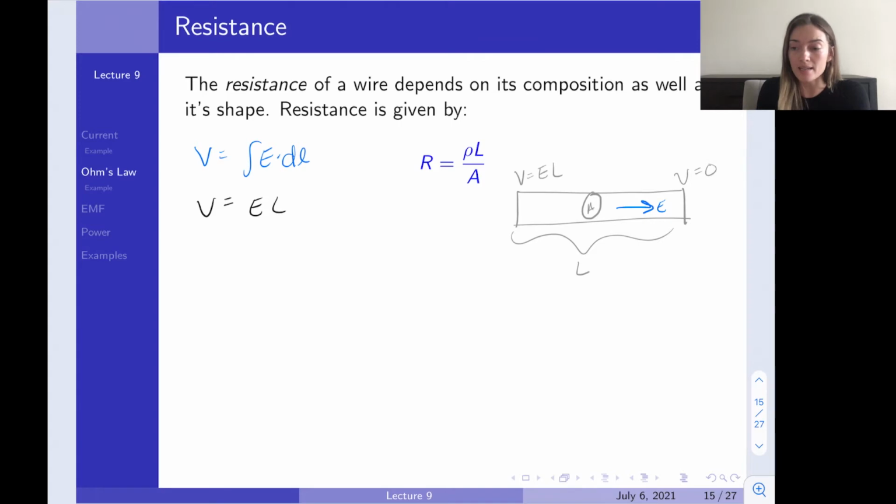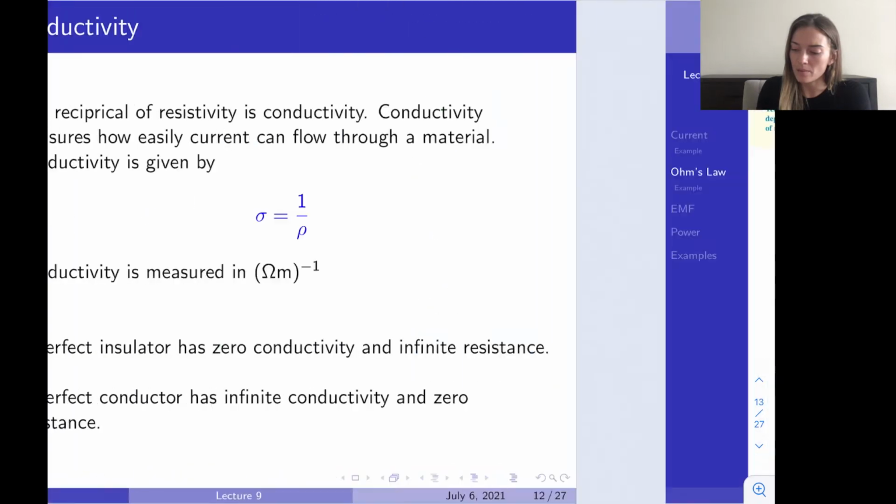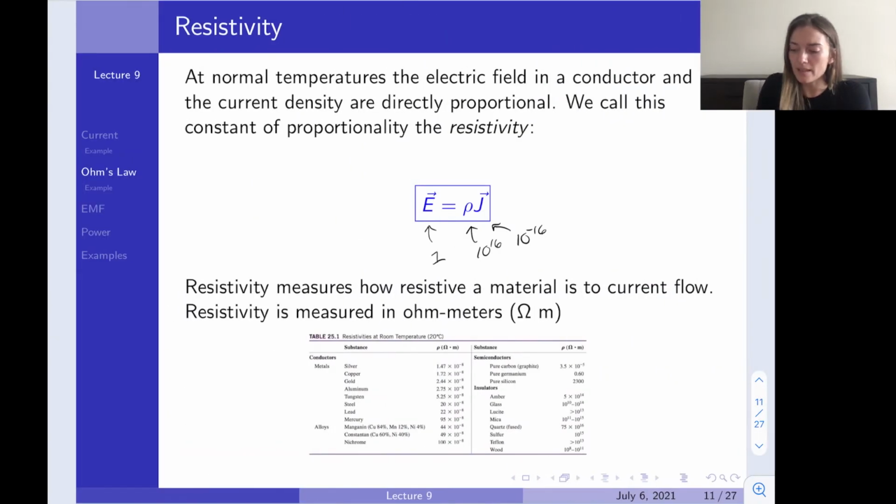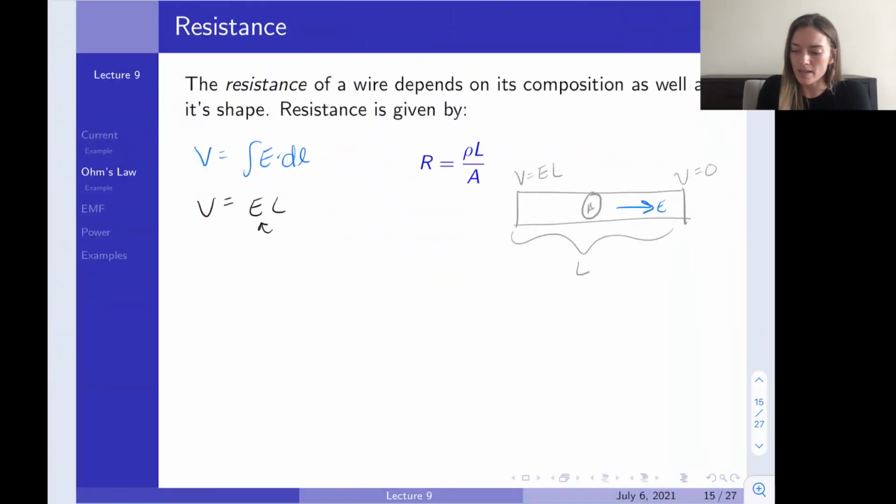Now, can I rewrite E in terms of the current? Yes, I can, because I know from our previous slide that the electric field is just the resistivity times the current density. So let's rewrite E as rho times the current density, but I can also rewrite the current density in terms of the current because I know that J is I over A. So I can rewrite this as rho times I over A times L. And this is my potential in this length of wire, or my potential difference rather between the two ends.